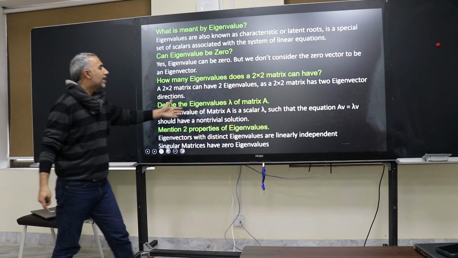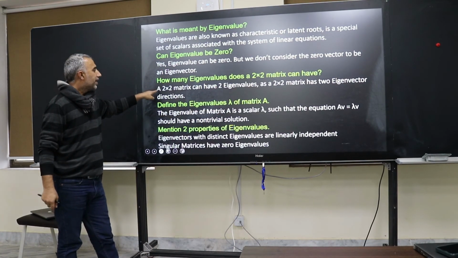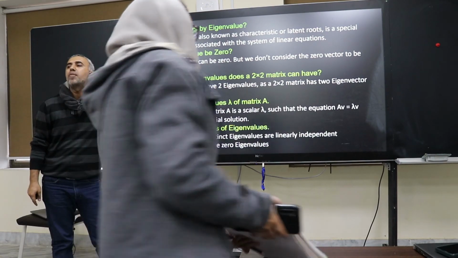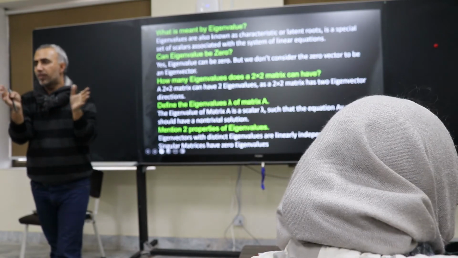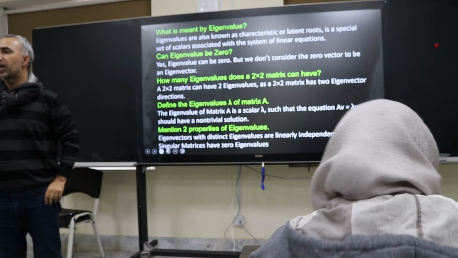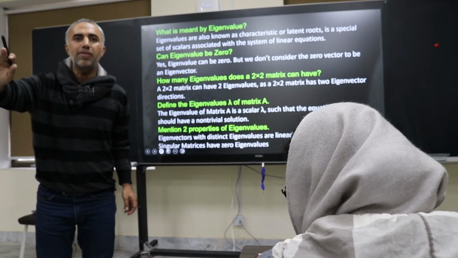Define the eigenvalues of a matrix A. A moment ago there was a 2 by 2 matrix. We evaluated it, and how many eigenvalues did we get? 2. Okay, factorization, because they are from a quadratic equation. Are you getting my point?